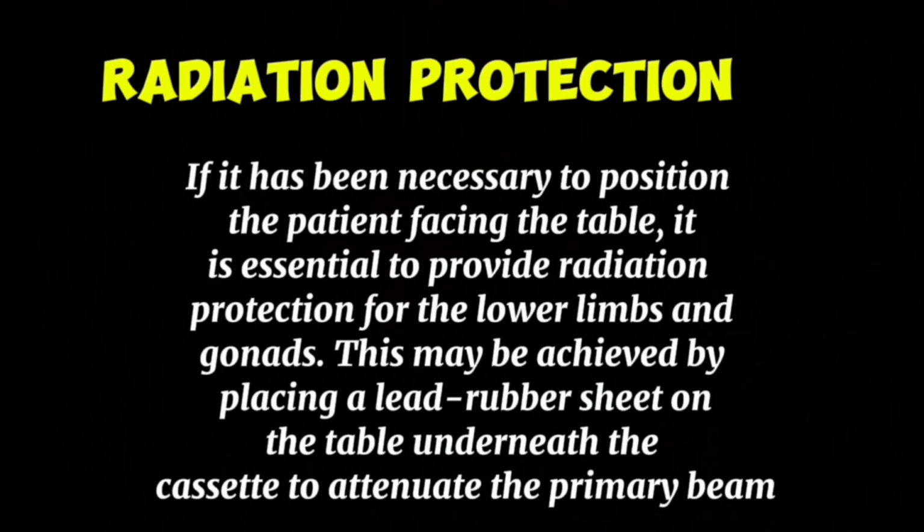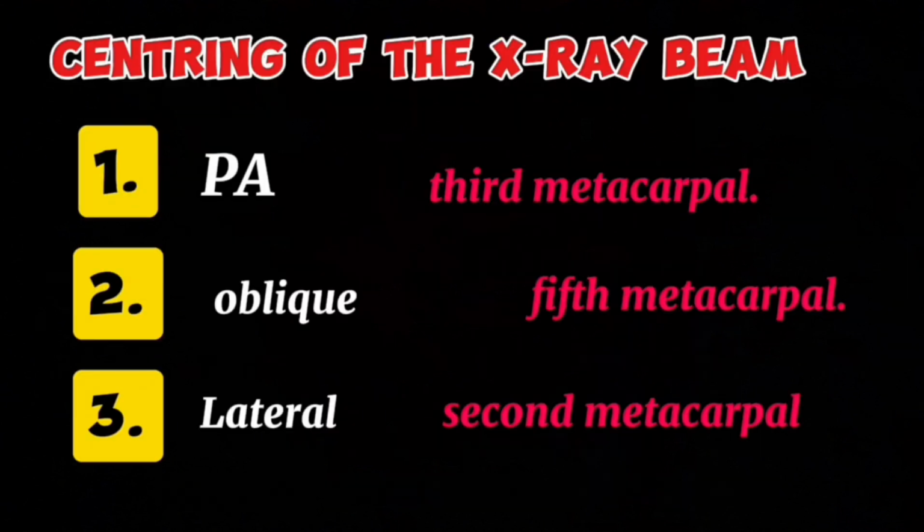Radiation protection. If it has been necessary to position the patient facing the table, it is essential to provide radiation protection for the lower limbs and gonads. This may be achieved by placing a lead rubber sheet on the table underneath the cassette to attenuate the primary beam.